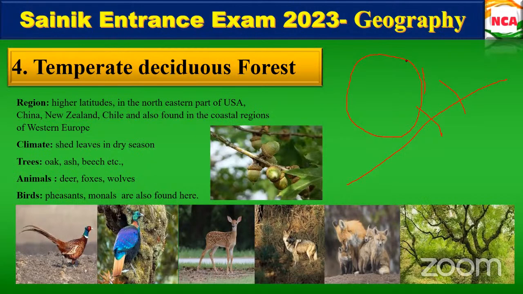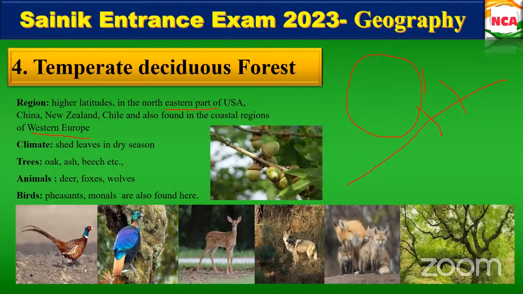These regions are found in the northeastern part of USA, China, New Zealand, Chile, and also in the coastal regions of Western Europe. See the Western Europe, eastern part, with respect to that you can easily remember. Eastern part of USA and Western Europe. So the eastern part of USA will be like this, right?